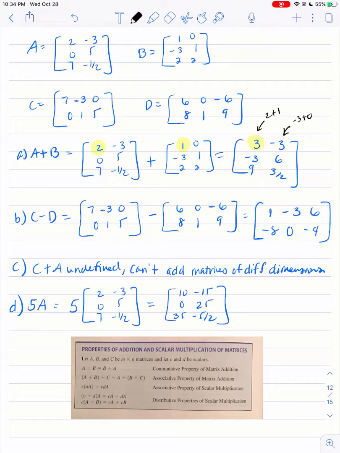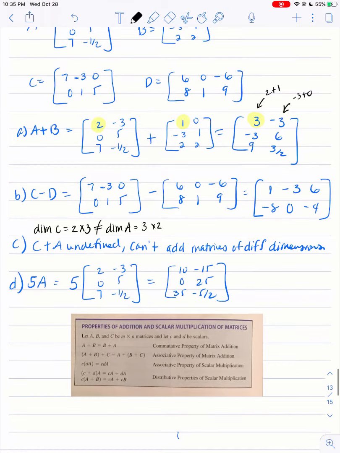So C plus A is undefined because we can't add matrices of different dimensions. A is a 3 by 2 matrix and C is a 2 by 3, so these are different dimensions. The dimension of C equals 2 by 3, and the dimension of A equals 3 by 2, and these are not equal to each other.